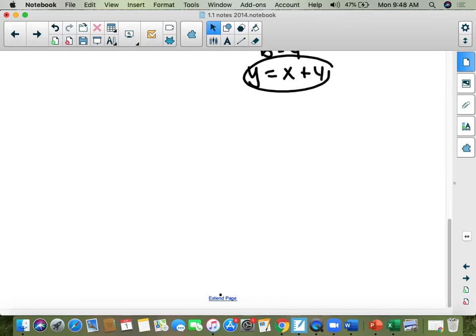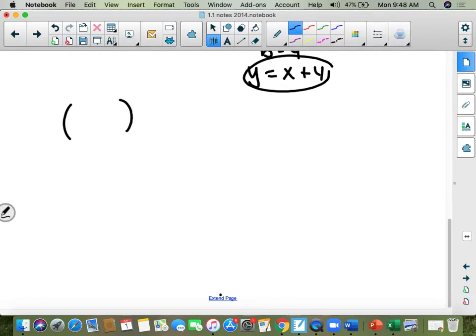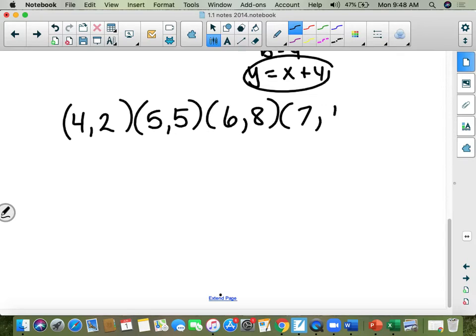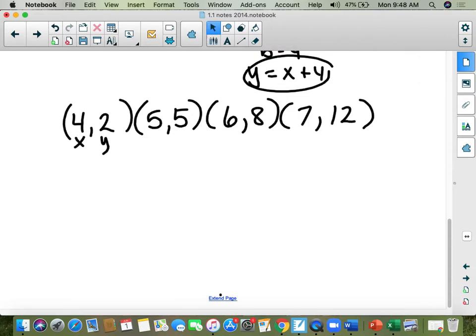Let's come up with another one: 4, 2, 5, 5, and 6, 8, and 7, 12. Let's find the line of regression for these 4 points. These are the X's and these are the Y's. Under L1, I'm going to put 4, 5, 6, and 7. Under L2, I'm going to put 2, 5, 8, and 12.